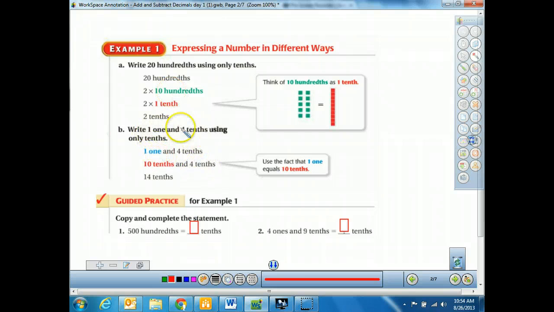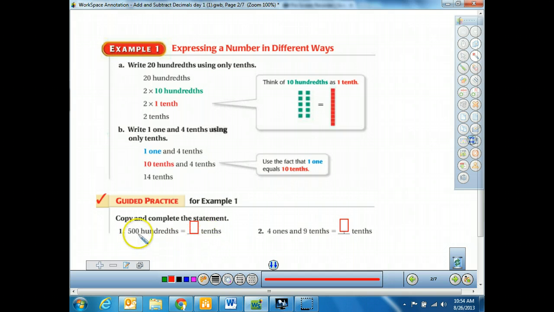When we use 1 and 4 tenths, we have a whole and 4 tenths. We only want to use tenths. We remember that the 1 is equal to 10 tenths and 4 tenths. We have 10 tenths and 4 tenths for a total of 14 of those long, skinny tenths. That's kind of how they're breaking things down here. So can we do this on our own? If I have 500 hundredths, so that means 500 of these, how many tenths would that be? I'm going to give you a second to figure this out, so you might want to pause.